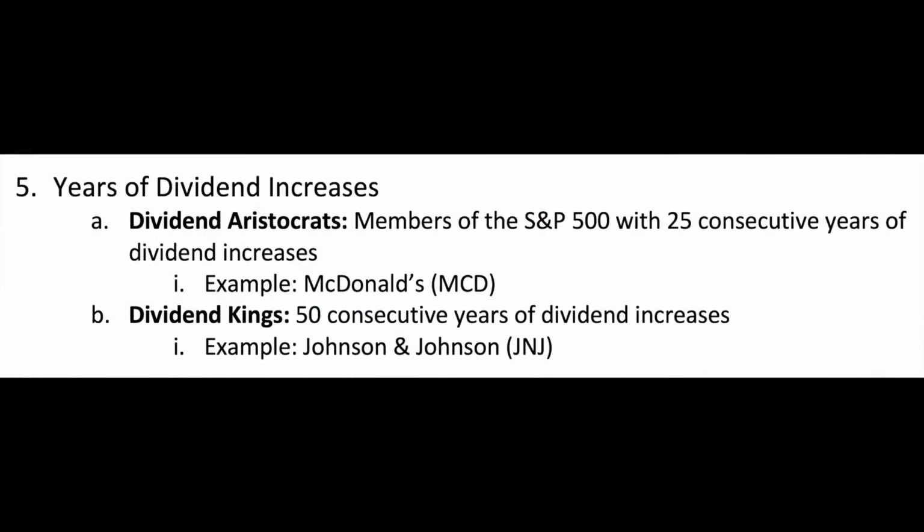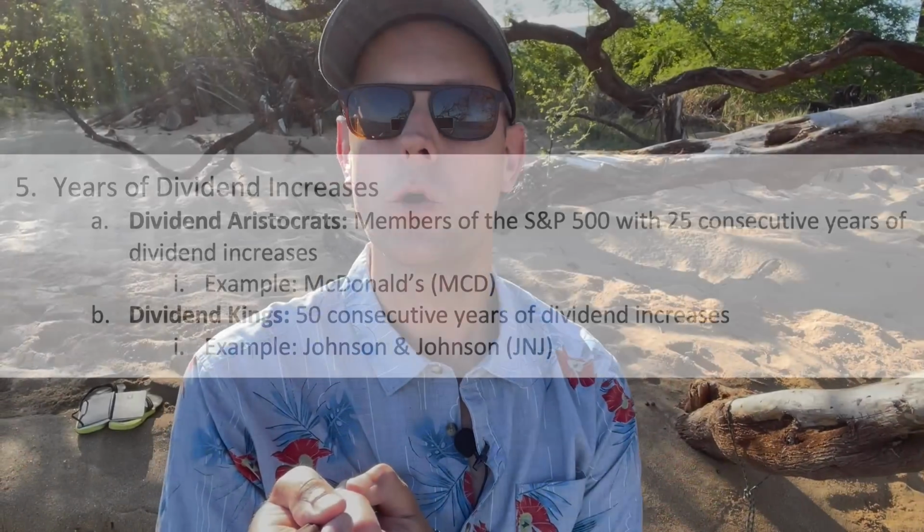When I'm buying a dividend stock, I look at how many years the company has increased the dividend consecutively. How many years has it done that? There are two buckets and special classes of companies that I like to look at as a dividend stock investor. The first bucket is called dividend aristocrats. You've probably heard this term somewhere online. A dividend aristocrat is a member of the S&P 500 that has increased the dividend by 25 consecutive years. They've increased it annually each year like clockwork for 25 consecutive years or more.